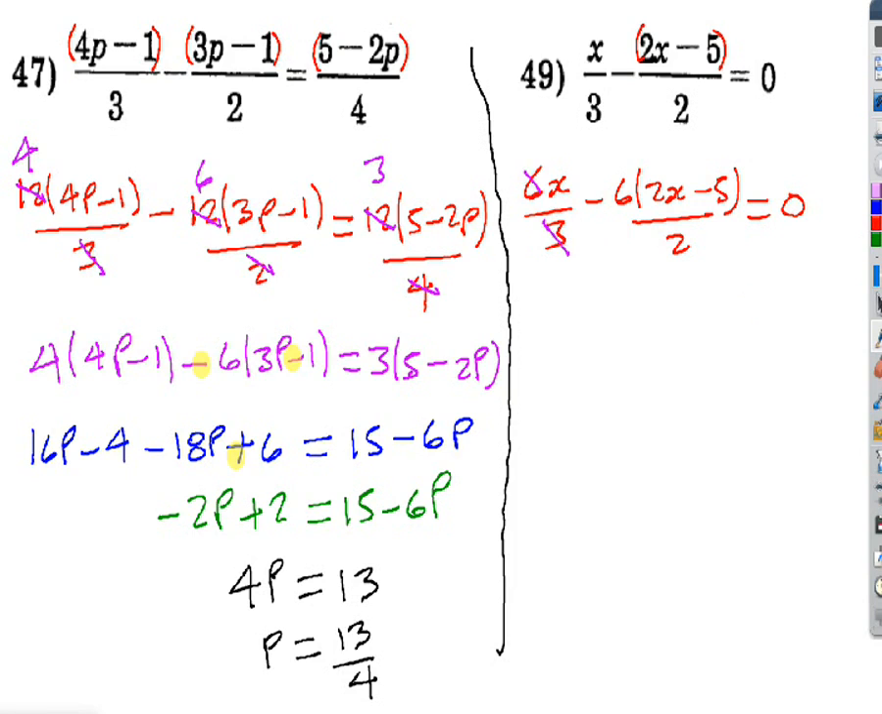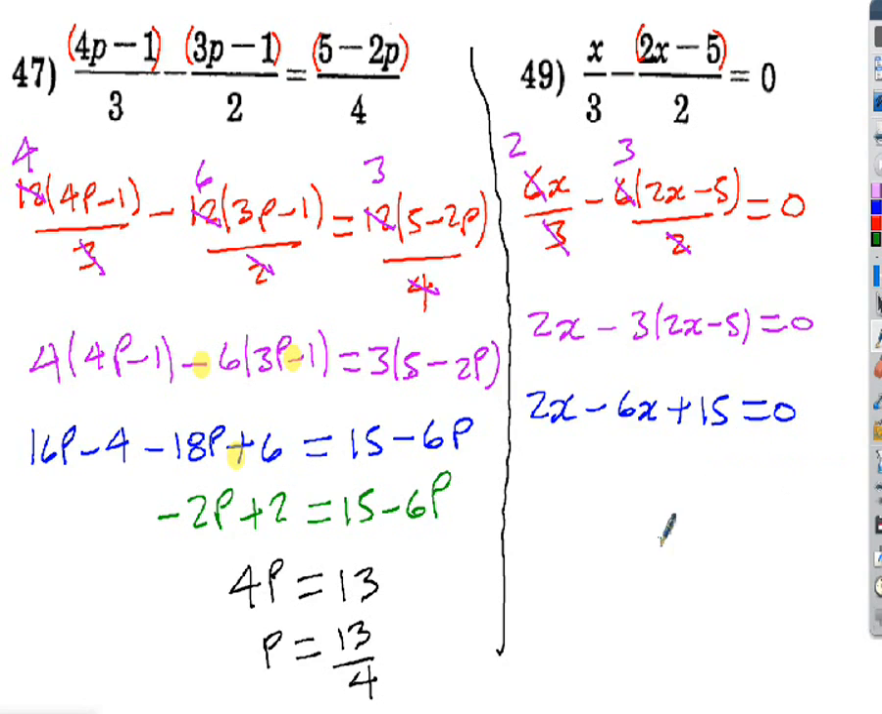Cancelling down, my 3 goes into 6 twice, and my 2 divides into 6 3 times, so on my next line I will get 2x minus 3 in brackets 2x minus 5, and that's all equal to 0. Expanding the brackets, 2x minus 6x plus 15, double negative there, is equal to 0. 2x minus 6x is negative 4x, and that's equal to negative 15 if I subtract 15 from both sides of the equation. So therefore x is equal to 15 divided by 4.